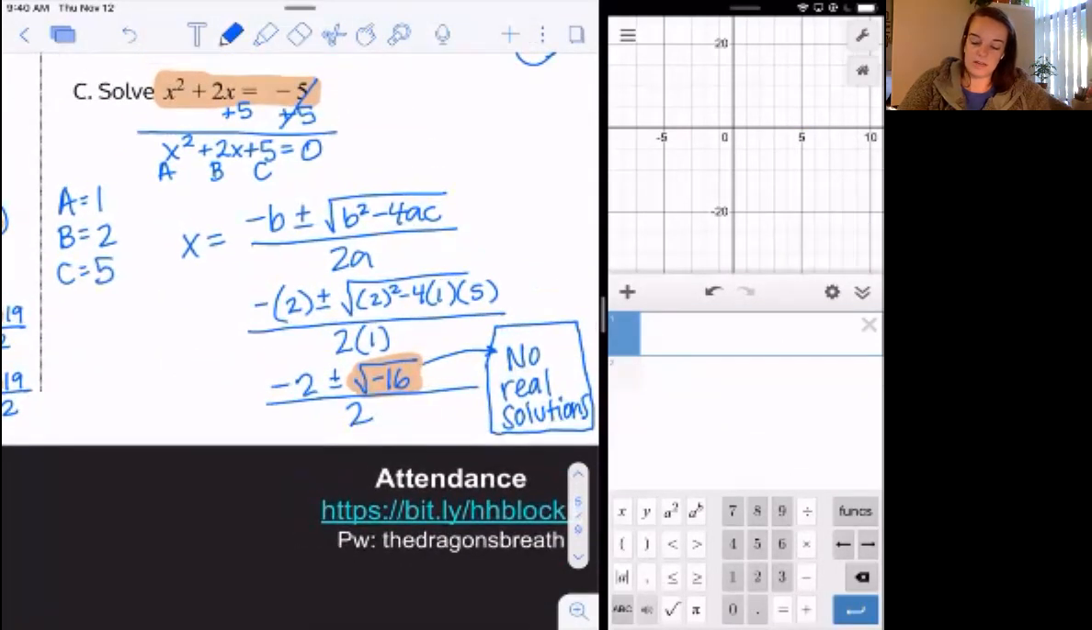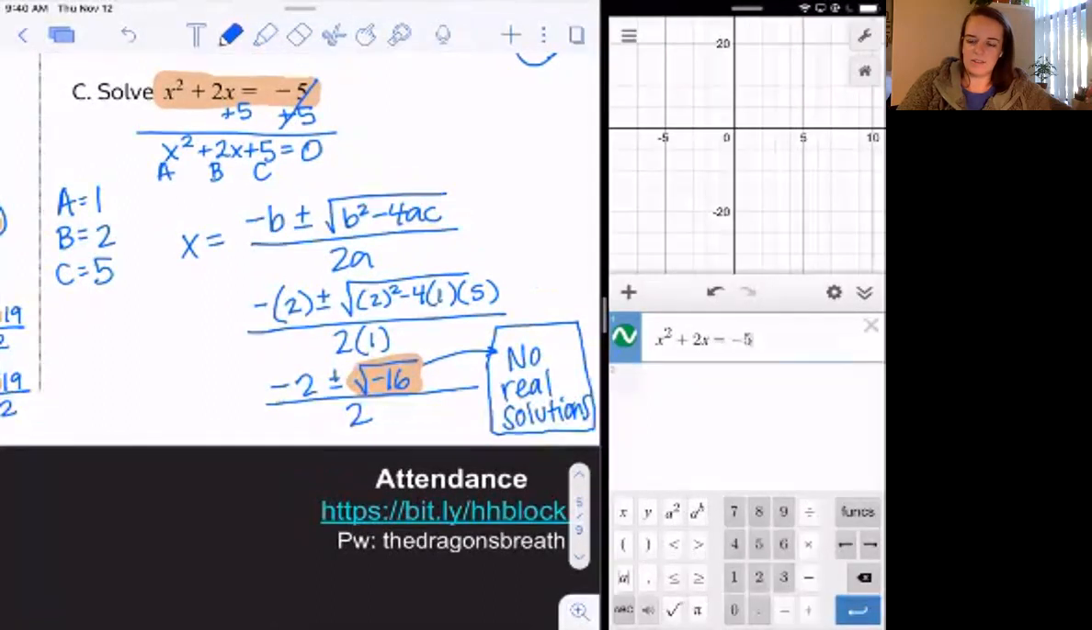Let's check it out. X squared plus 2x equals negative 5. Yeah, it's not going to show. That doesn't show, right? Okay, so let's not do this version. Usually we graph this version, the one that's equal to 0. So let's graph that one instead. So we'll do plus 5 like that.